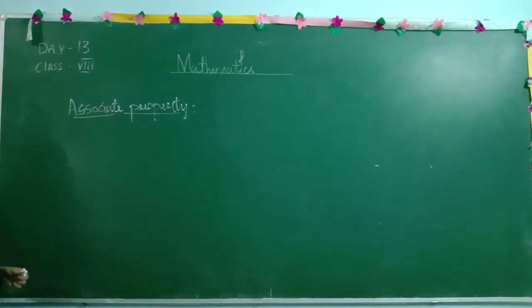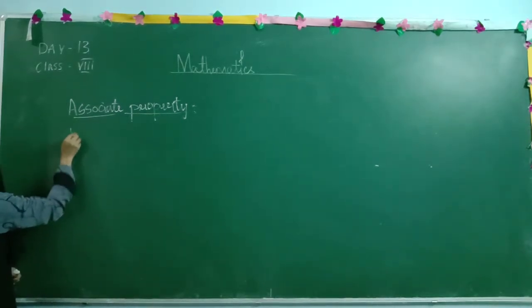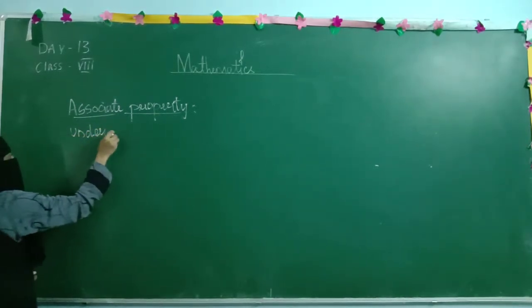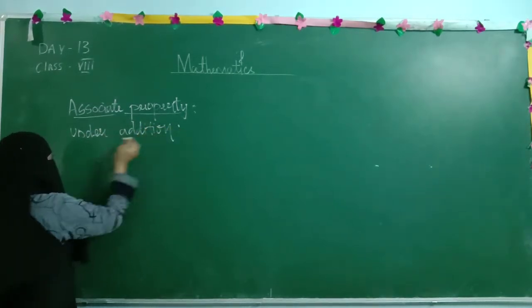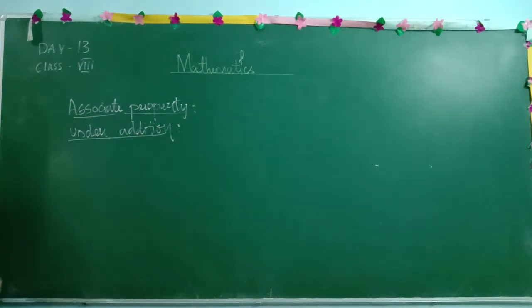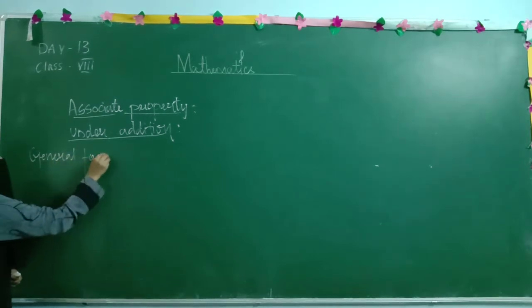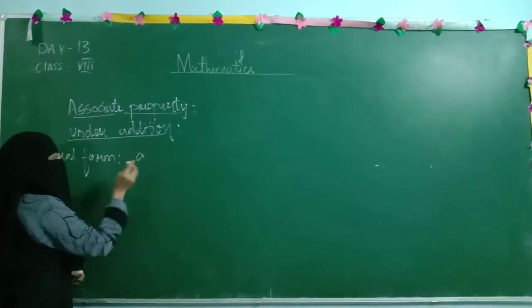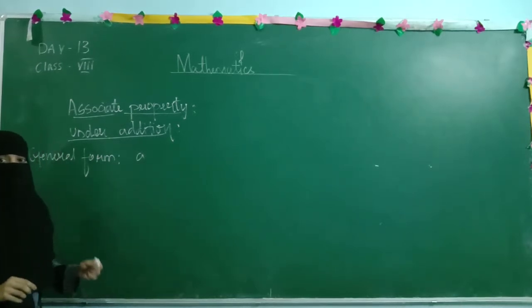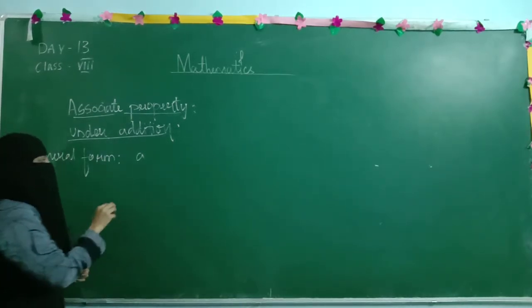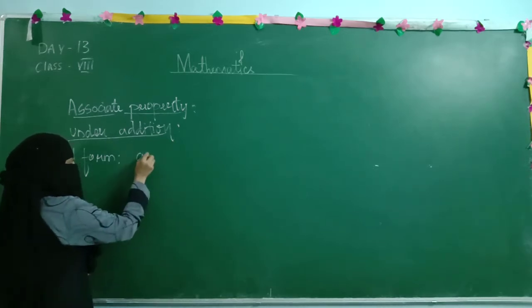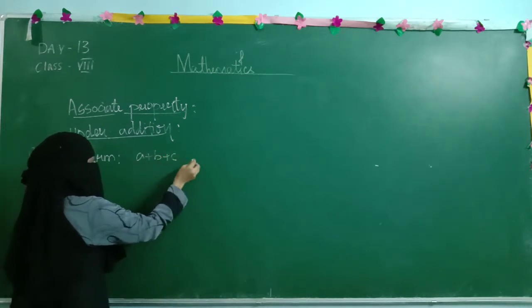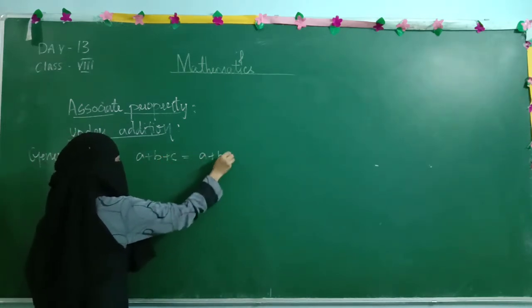Okay, associative property, and this is what we are going to perform under addition. Associative property under addition, the general form is here. How to remember this associative property? I am going to give you one small hint. First, on the LHS side as well as the RHS side, both sides, you have to write A plus B plus C equals A plus B plus C.